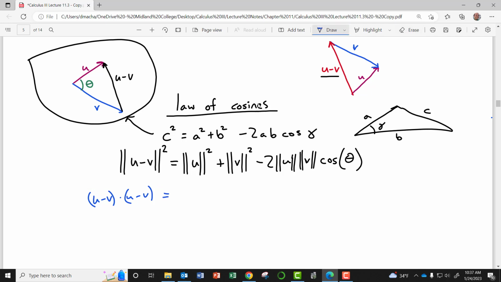Okay? Now here, where I have the norm of u squared, I can do the same thing. This is going to be u dot u, take the square root, and then square it. Well, the square root and the square cancel, and that goes away. So I have u dot u, plus same thing happens for v, so I have v dot v, minus 2 times the norm of u, leave that alone for now, times the norm of v, times cosine of theta.